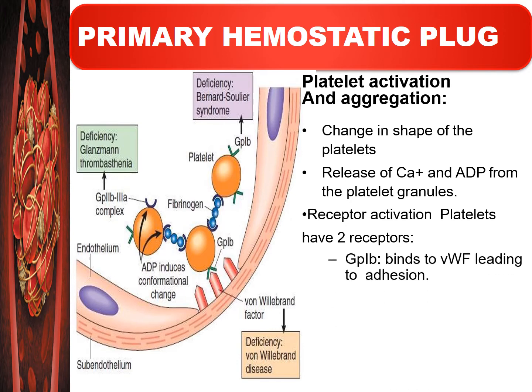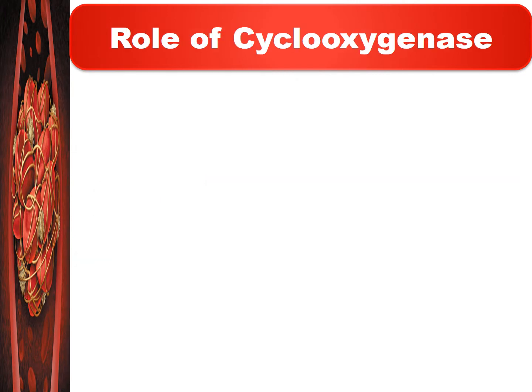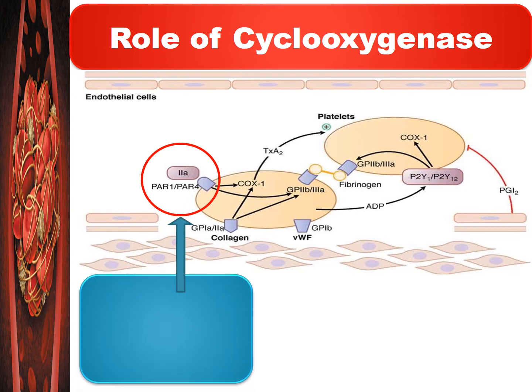The glycoprotein 1b binds to the von Willebrand factor, leading to adhesion. Then the glycoprotein 2b and glycoprotein 3a complex leads to aggregation by the collagen. Then let us discuss the role of cyclooxygenase over here. We can understand it with the help of this chart. So just focus on this receptor. What happens here?